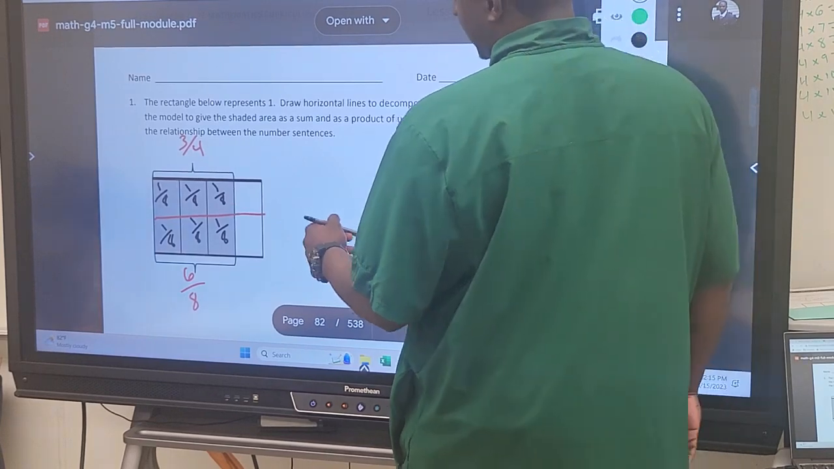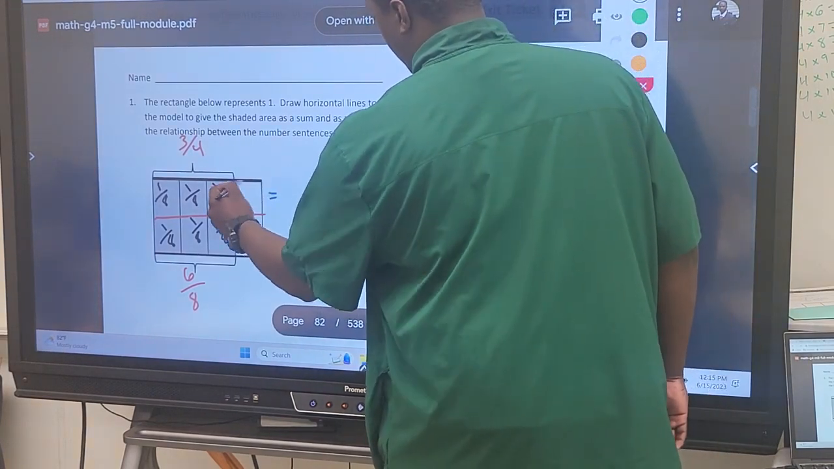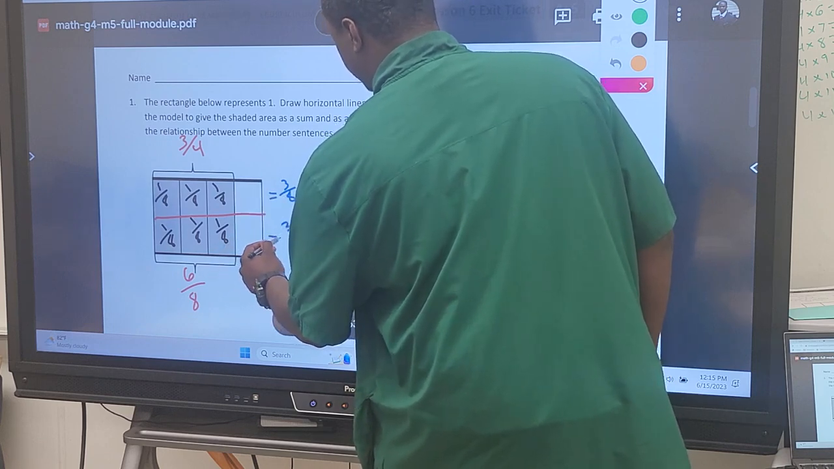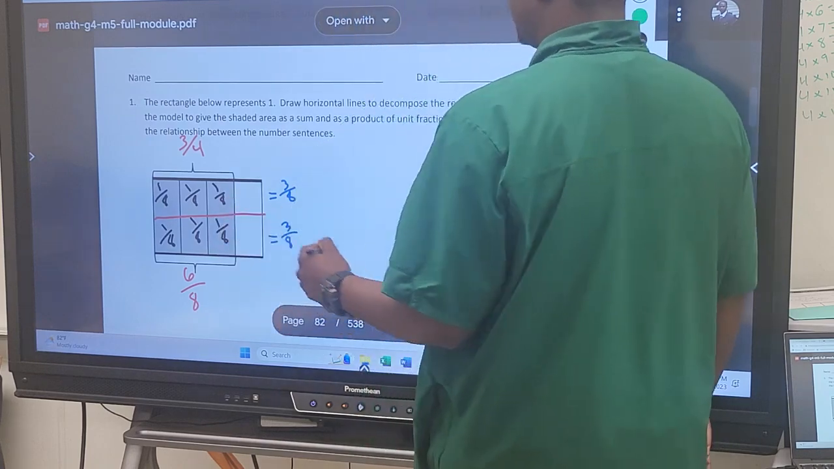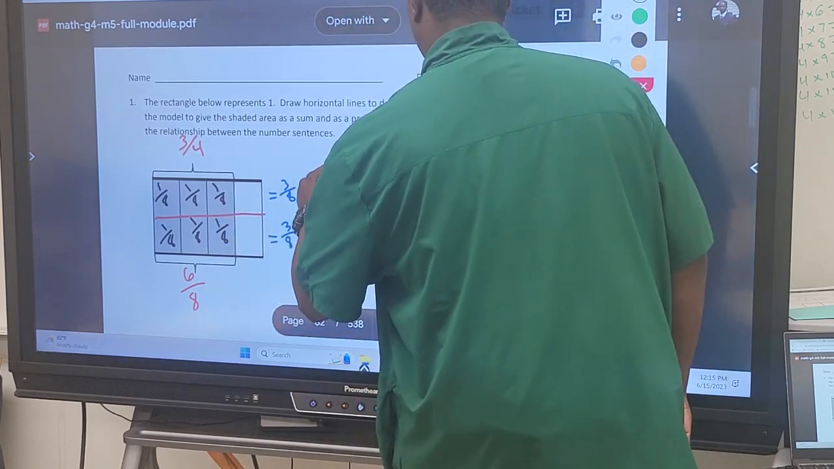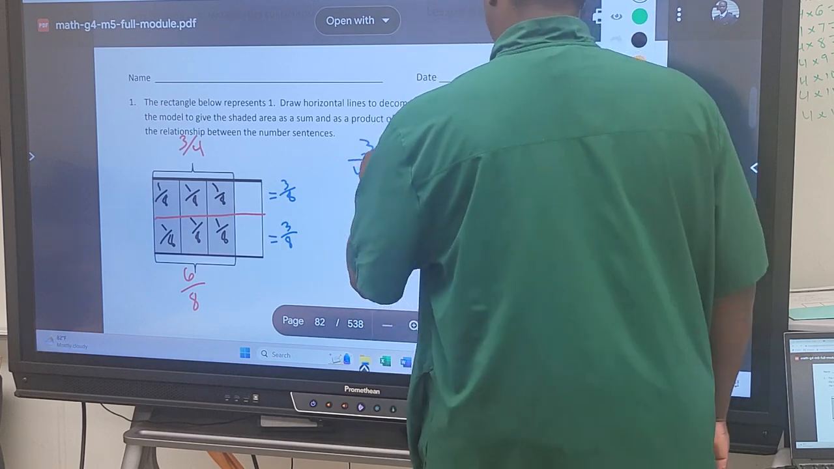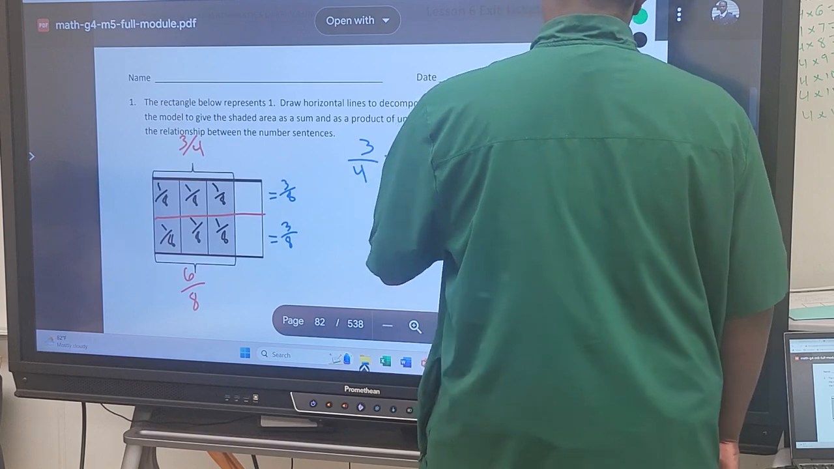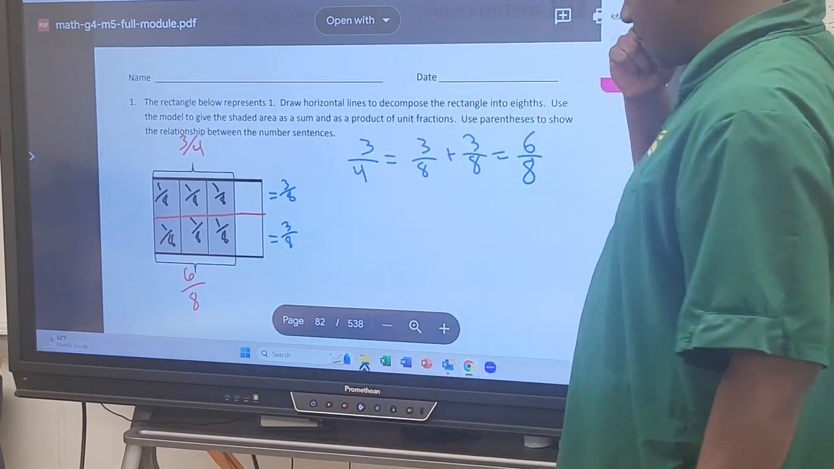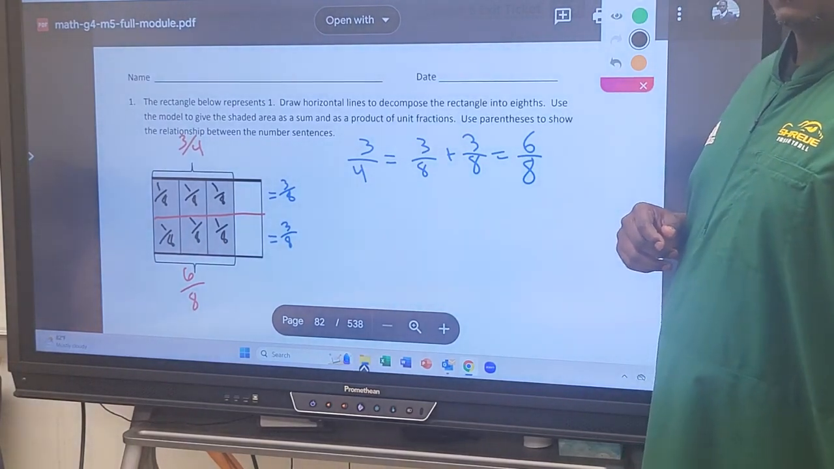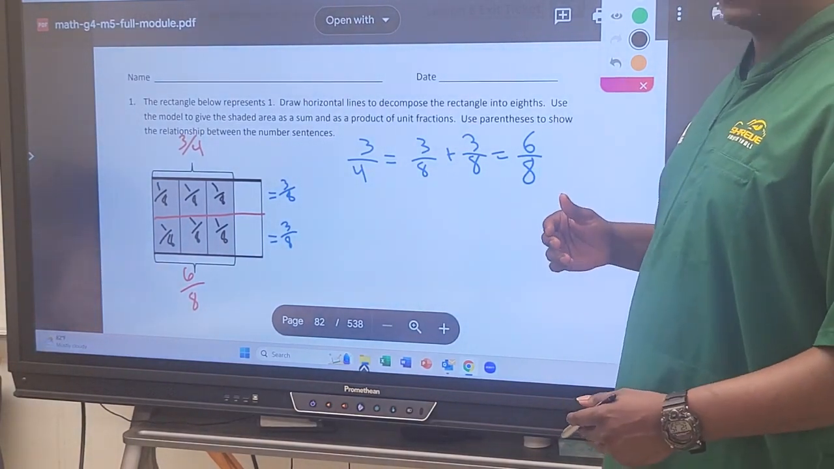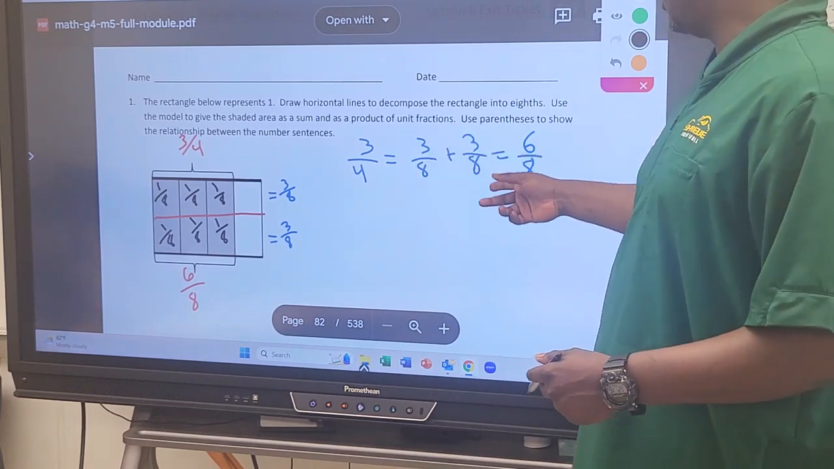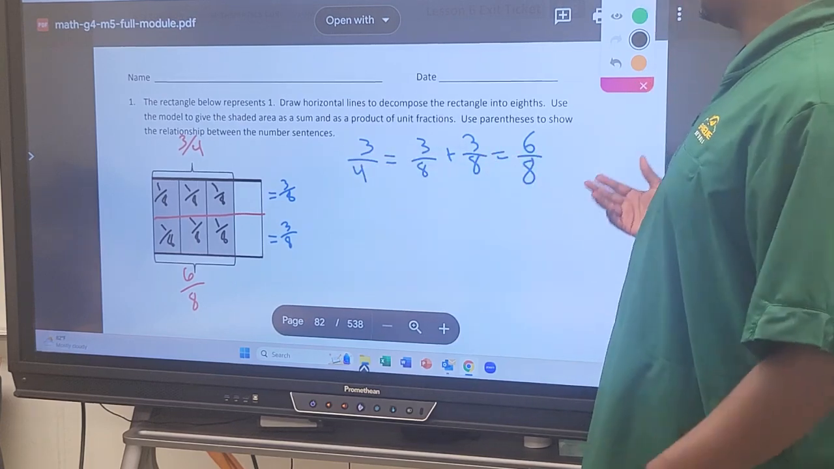So I'm gonna group mine how it is. This first row has 3/8, and this second row has 3/8. So I'm gonna write my number sentence as 3/4 is equivalent to 3/8 plus 3/8 is equal to 6/8. And you guys can check your papers, make sure you have it like that. If you have 1/8 plus 1/8 plus 1/8 plus 1/8 plus 1/8, longer than 6 times, that's fine.